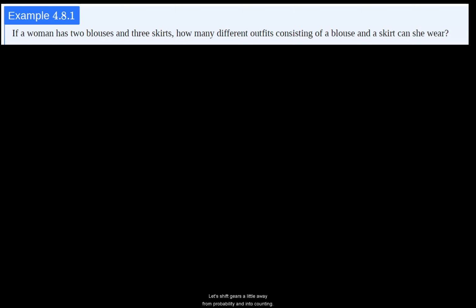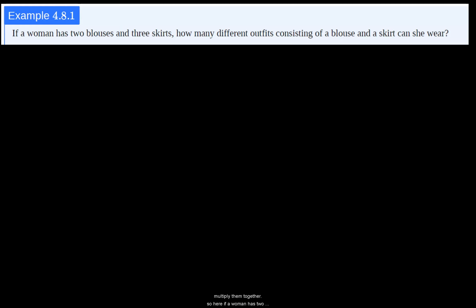Let's shift gears a little away from probability and into counting. So now 4.8 gives us different strategies for counting depending on the situations. The first strategy that we learn is the multiplication principle, which means if we have different ways of doing one event and different ways of doing a second event and different ways of doing a third event, in order to find the total number of ways to do all three of the events, we're going to multiply them together.